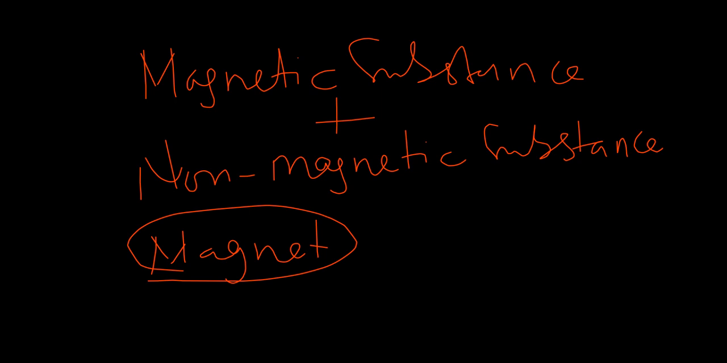The mixture of iron filings and, for example, sand can be separated using this method because iron filings are magnetic substances. Sand is not. So when you bring a magnet into the mixture, the iron filings will be attracted by the magnet, leaving behind sand. As simple as that. Let's look at the next method. We'll be looking at decantation.